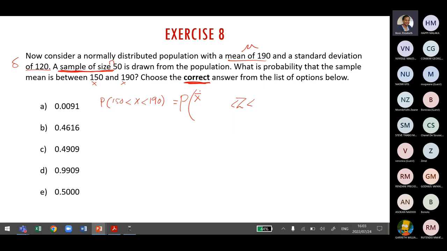These are sample means, not just x values. So our sample mean minus the population mean, divided by our standard error, which is the standard deviation over the square root of n. And you're going to do the same on the other side, standard deviation over the square root of n. You substitute the values: our sample mean is 150, minus our population mean, 190, divided by our standard error.